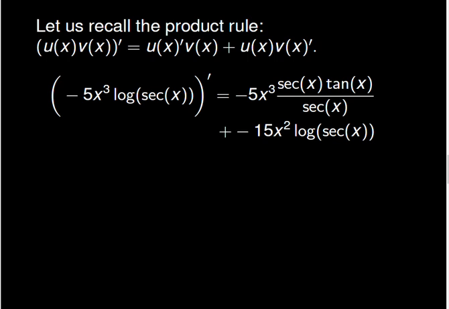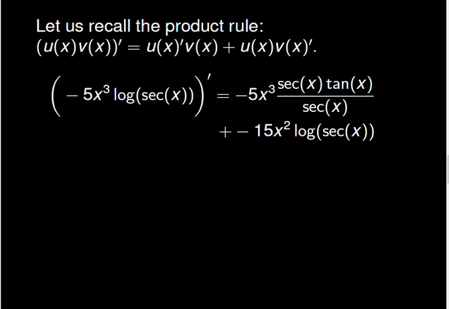Let us recall the product rule. The derivative of the product of two functions u of x times v of x is equal to u prime of x times v of x plus u of x times v prime of x. See that, in order to find the derivative of the quantity, minus 5x cubed times logarithm of secant of x, we need to use the product rule.